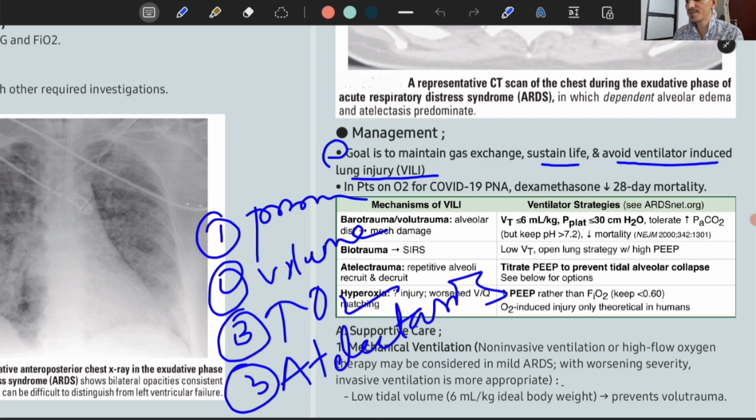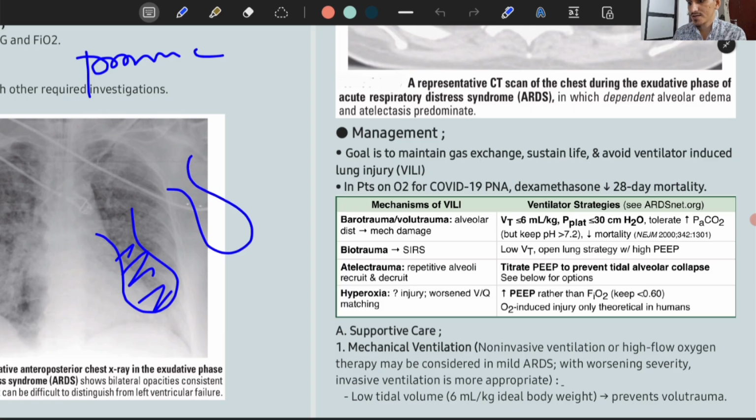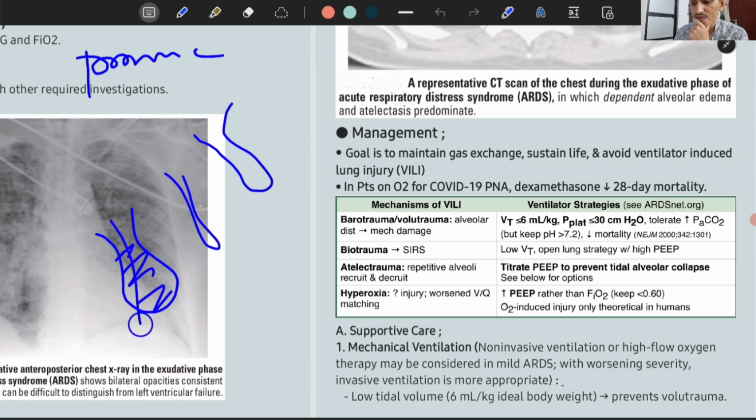So how does pressure damage? You apply pressure to open the alveoli and to push air into the fluid-filled alveoli. So, when you apply pressure, this is the fluid-filled alveoli, this is the collapsed alveoli, this is the normal alveoli. You are applying pressure to push air into this and to open this. But this is already stressed by fluid. When you apply pressure, this will cause increased stretching of these alveoli, and that will cause trauma to them.